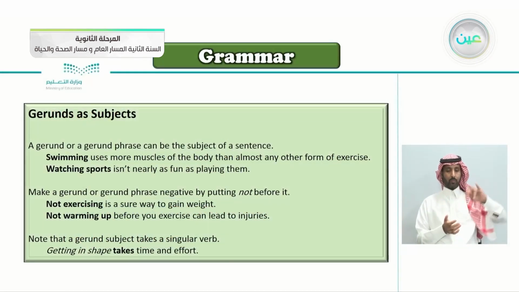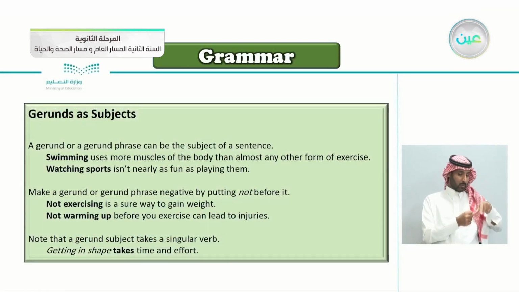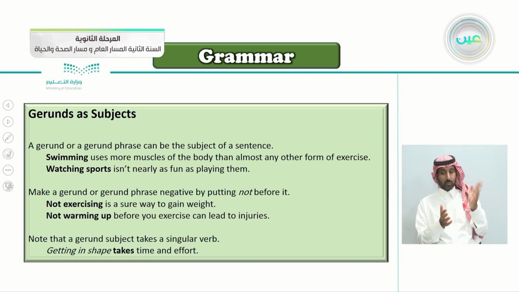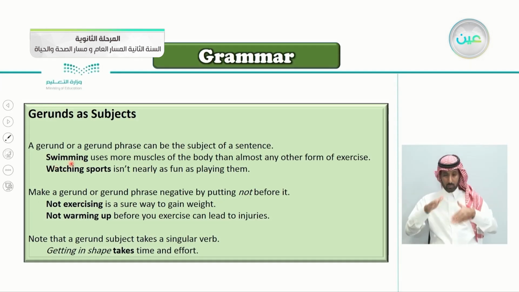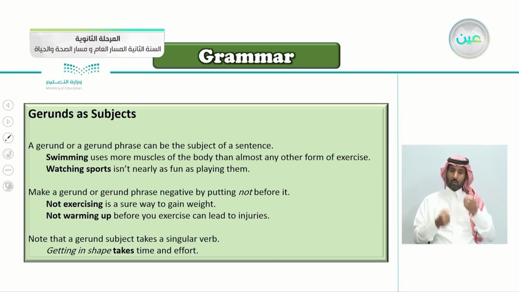So, gerunds as subjects. A gerund or a gerund phrase can be the subject of a sentence. For example, swimming, you can notice here the ing, this is a gerund. Swimming uses more muscles of the body than almost any other form of exercise. Swimming, so this is a subject here, which is also a gerund. So this is a noun here.